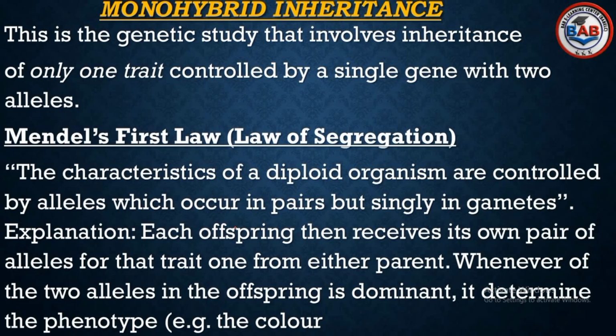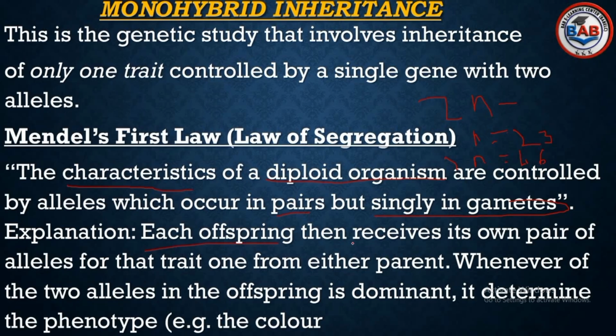Let us look at Mendel's first law of inheritance. It states that the characteristics of a diploid organism, an organism with two sets of chromosomes, 2n, where n is equal to 23 chromosomes and 2n results in 46 chromosomes, are controlled by alleles which occur in pairs in the body cells but singly in gametes.